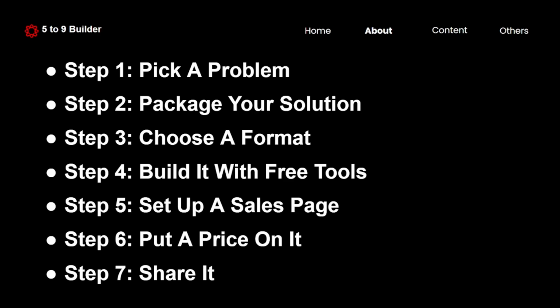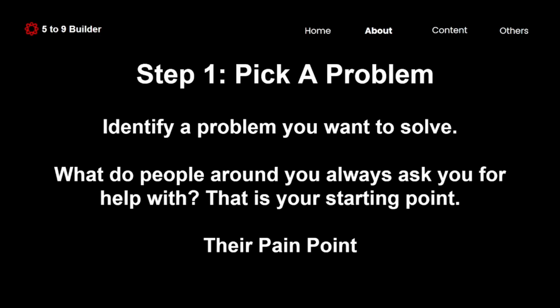Okay, so these are the simple 7 steps that we are going to use to create the ebook. Now, step 1, I have explained everything. So step 1 is just identify a problem you want to solve. What do people around you always ask you for help with? Okay, we have done all these things in phase 1. So right now, this should be something that you should be able to talk about, or you should be able to identify. You have identified a problem.